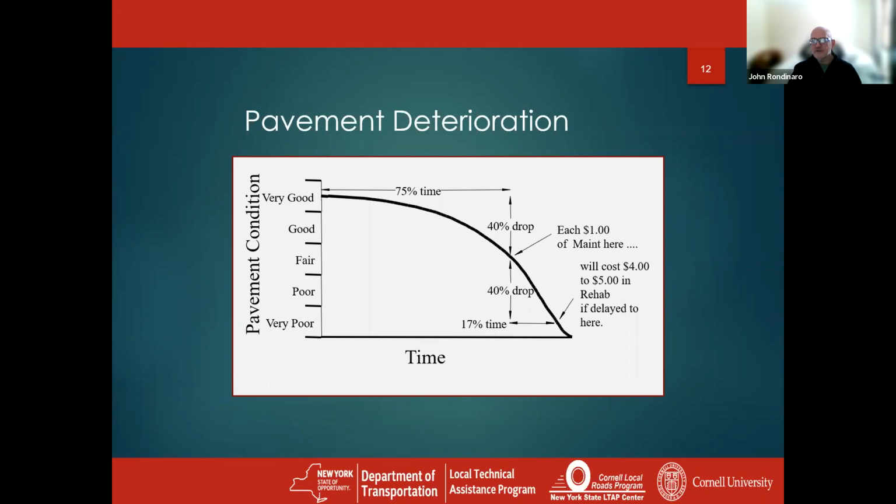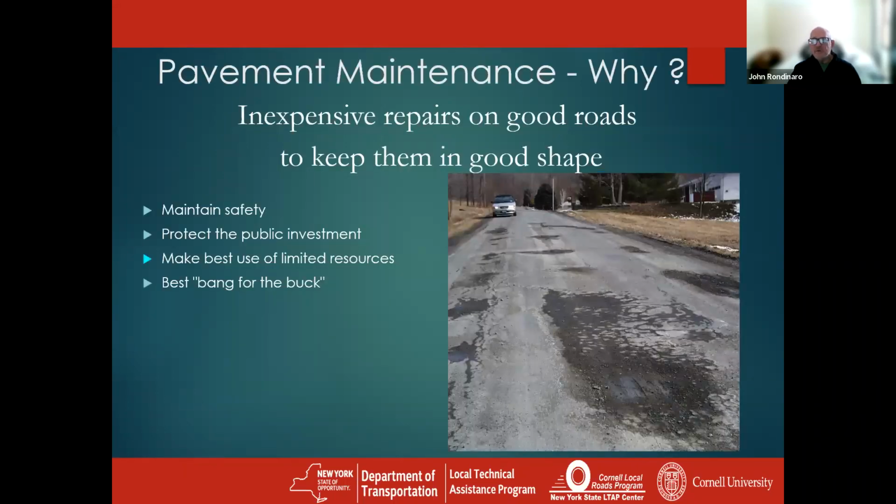A lot of the current literature says that when you're trying to do reconstruction, it's costing you 15 to 20 times as much. So real big difference in cost from the way you attack that pavement. And we look at our pavement maintenance treatments and we ask the question, why?